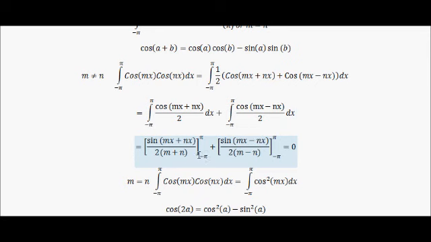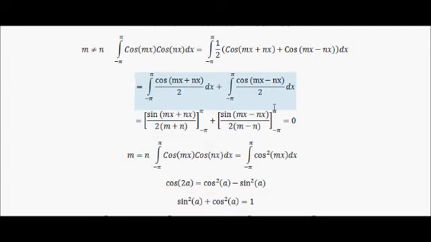Again, it's going to be 0. And the same thing will happen when you evaluate it at the other limit. The sine of minus pi is also going to be equal to 0. So you can see very quickly that this is equal to 0 if m and n are not the same.